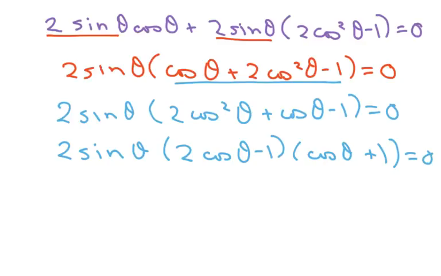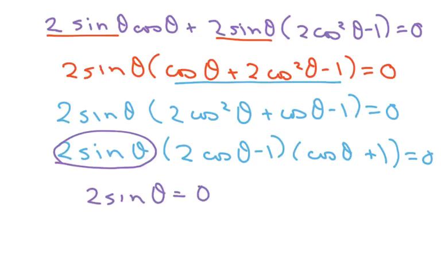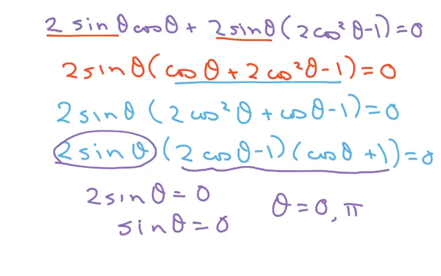So we have basically 3 pieces here. We have this one, and I'll go ahead and do this one right here. We have this one set to 0. You divide both sides by 2, you get sine of theta still equals 0. So theta would equal 0, pi. That's where sine is 0. Now I'm going to, on the next slide, do these two.